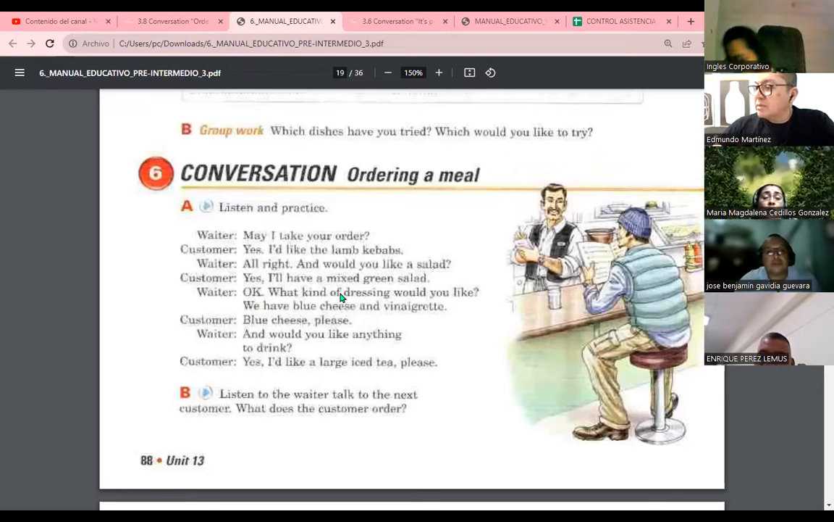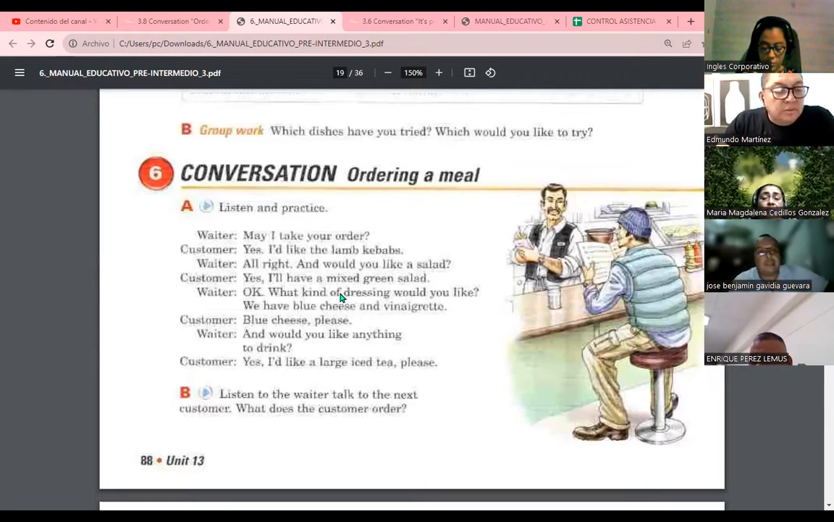May I take your order? Yes, I like the lamb kebab. ¿Qué va, es brocheta va, teacher? Yes. All right, and would you like a salad? Yes, I mixed Greek salad. Oh, what kind of dressing would you like? We have blue cheese and vinaigrette. Blue cheese, please. And would you like anything to drink? Yes, I like lunch iced tea, please.